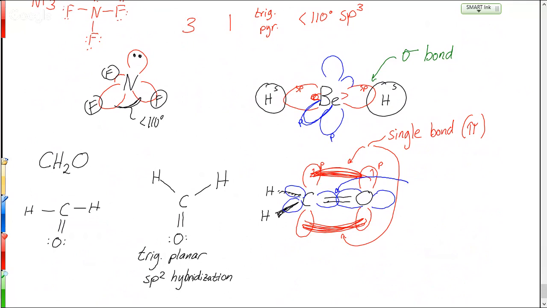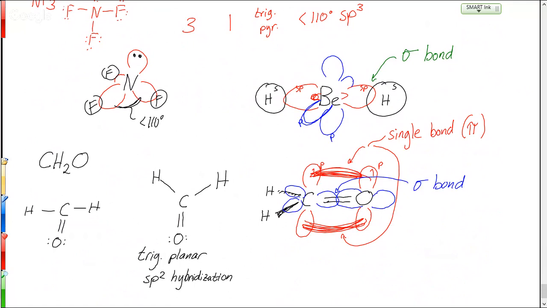So you have a sigma bond here and a pi bond around it coming from the p orbitals. So a double bond is always made up of a sigma bond and a pi bond. Even though the pi bond looks like it has two pieces to it, that's still considered one bond. It's just two electrons being shared, just in a different geometry.